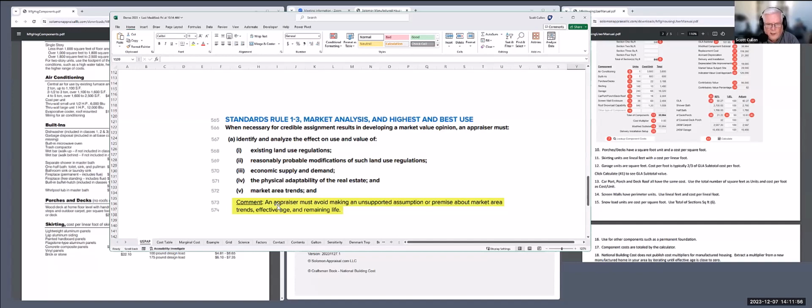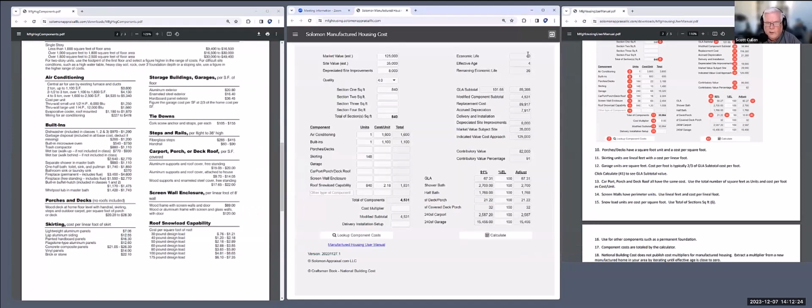must avoid making an unsupported assumption or premise about market area trends, which we're all very aware of. We need to know if the market is increasing or decreasing and by how much. But then also effective age and remaining life, which are often missed by appraisers. And I think it's important to do the cost approach. Well, we're required to, I guess, on the 1004C, but on any appraisal, to me, this is the way to support effective age and remaining economic life.